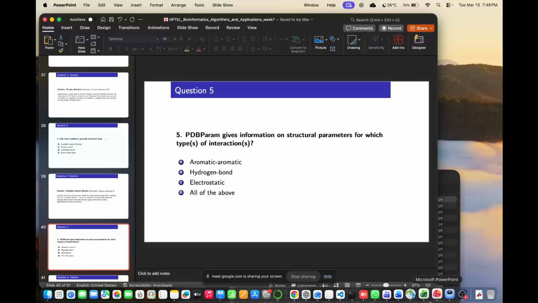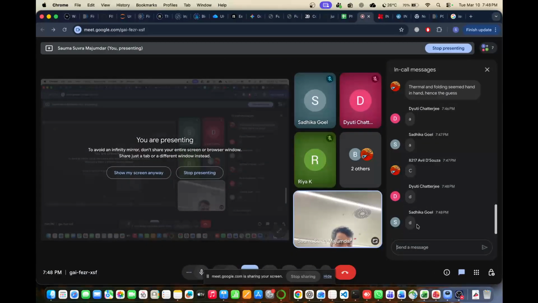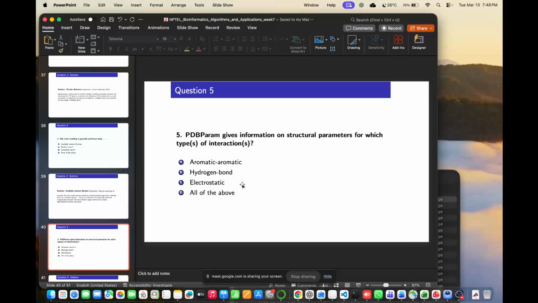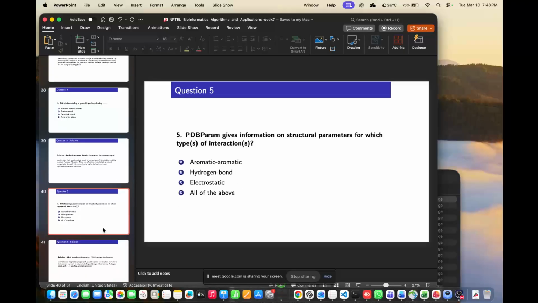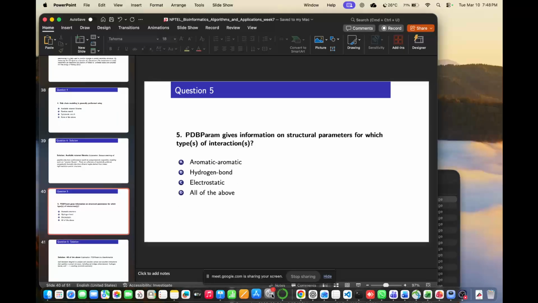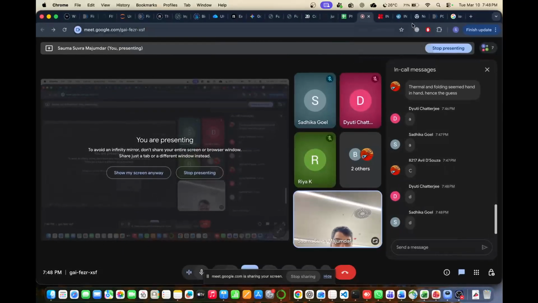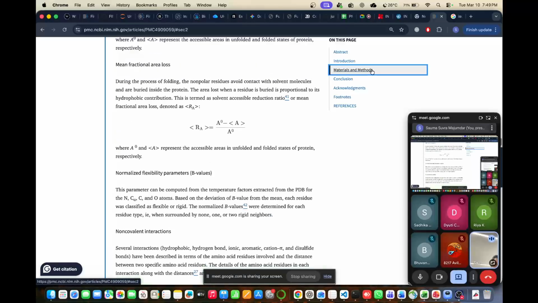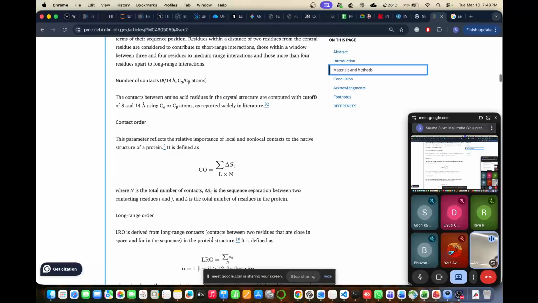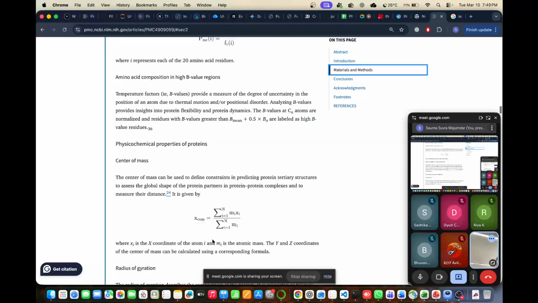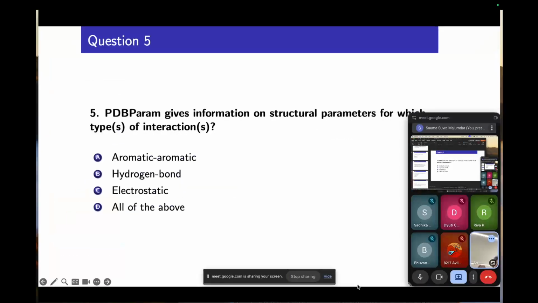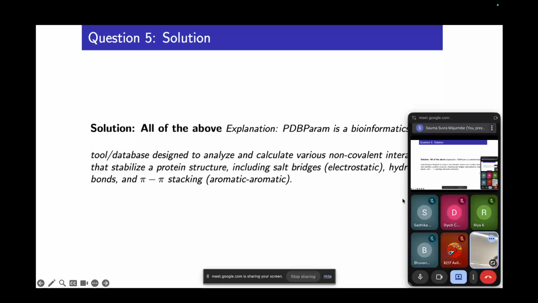Aromatic is the pi interactions, right? Okay, somebody answers. See, electrostatic gives hydrogen bonds, it gives aromatic pi also. So if anybody of you are confused, I have given the link to the paper. Please take a look at the materials and methods section. It has all the parameters, everything they are considering. And I think they're considering all. So yeah, the answer is all of the above. The pi is also there.